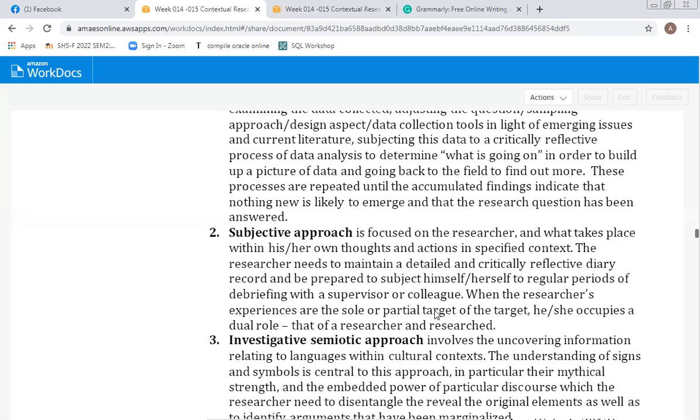Okay, number two, subjective approach is focused on the researcher and what takes place within his or her own thoughts and action in specified context. The researcher needs to maintain a detailed and critically reflective diary record and be prepared to subject himself or herself to regular periods of debriefing with a supervisor or colleague. When the researcher's experiences are the sole or partial target, he or she occupies a dual role, that of a researcher and the researched.